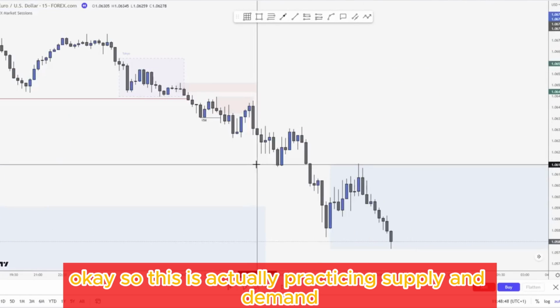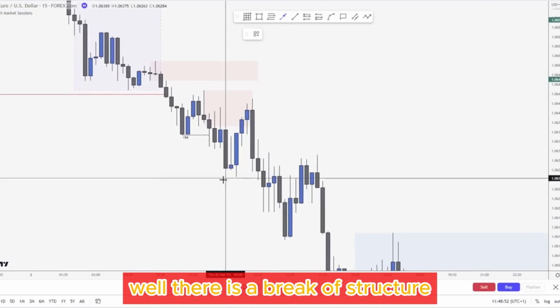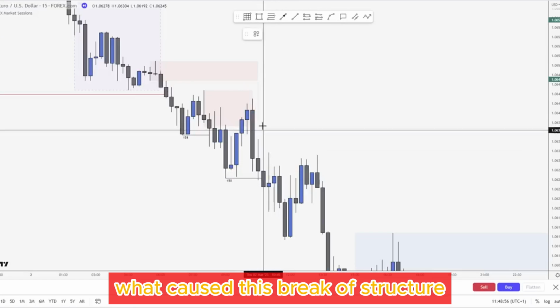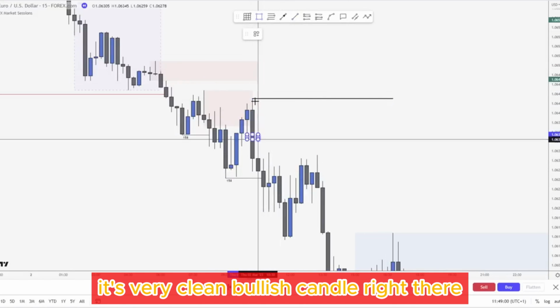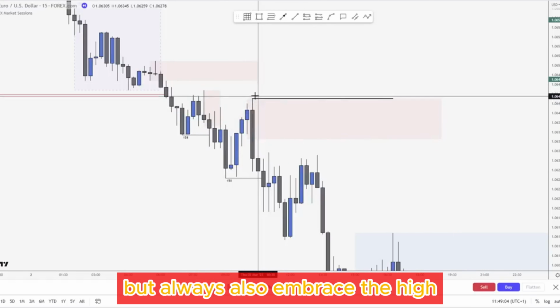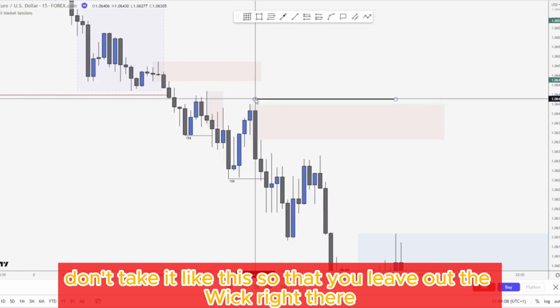Okay? So this is actually practicing supply and demand, but I'm already marking up market structure as well. There is a break of structure. What caused this break of structure, track it back, is this guy. What is the supply zone right there? It's very clean. Bullish candle right there, but always also embrace the high. Okay, so don't take it like this so that you leave out the wick right there.